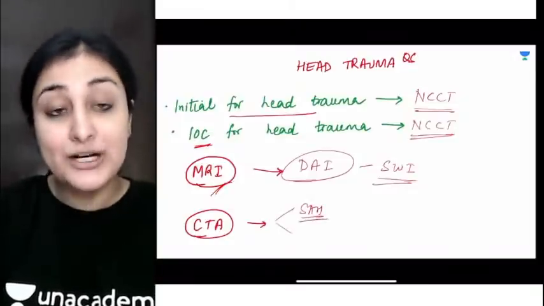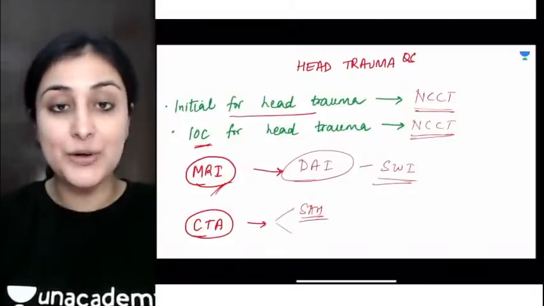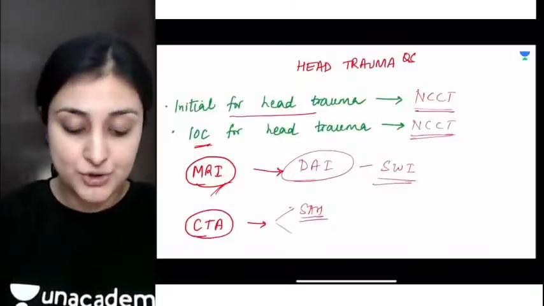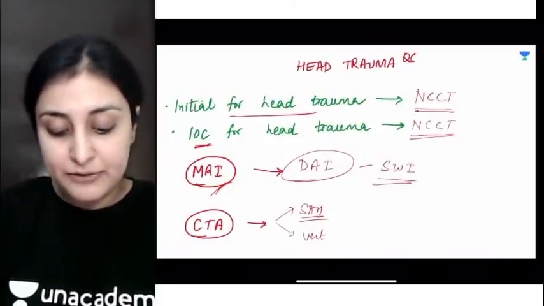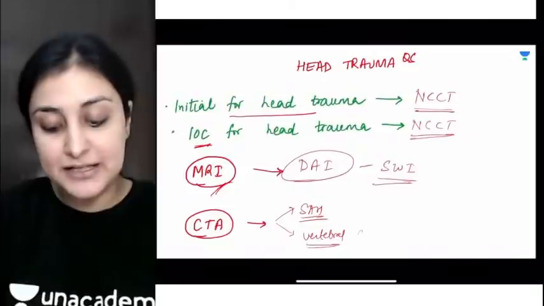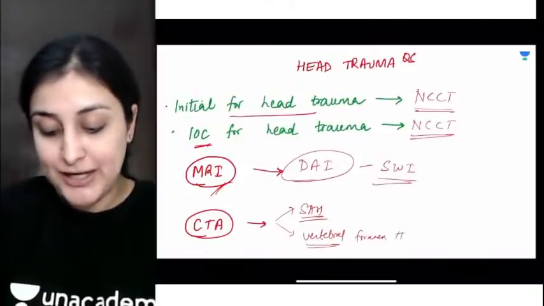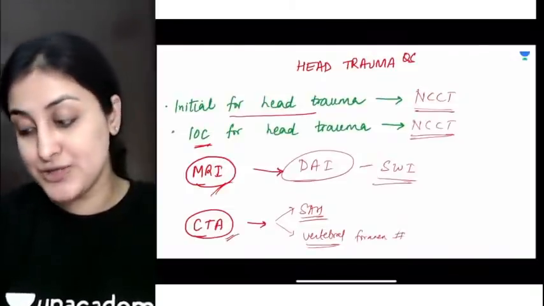If you see subarachnoid hemorrhage, do CT angio to rule out aneurysm in cases of trauma also. And if you see vertebral foramen में जो foramen transversarium होते हैं उनका fracture. Alright, तो कोई भी vascular injury suspected है, do CT angio.